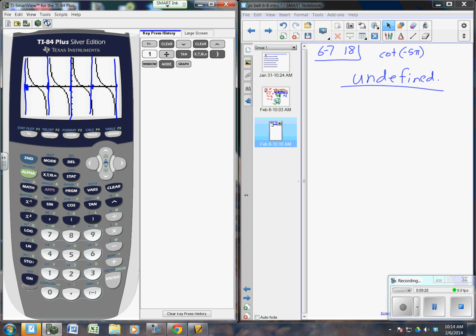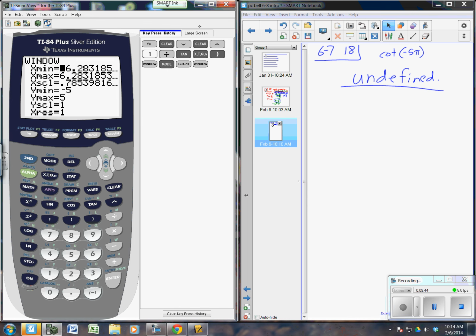Julie, do you have your mode in radians and you have your window set at this window right here? Okay. You got -2 pi to +2 pi, and you got pi fourths as your x scale. -5 to +5 as your y min and y max.